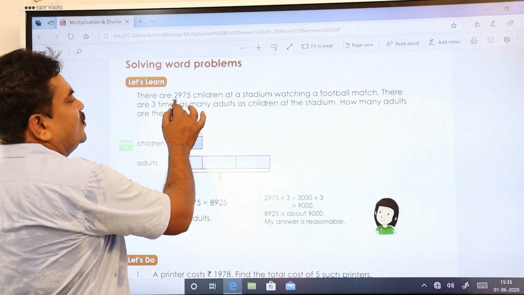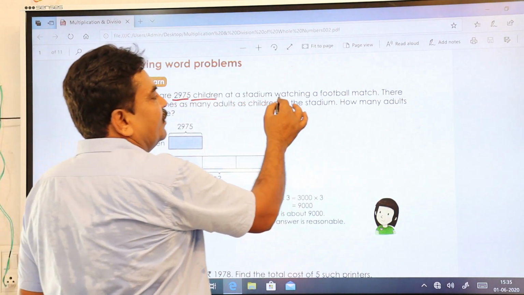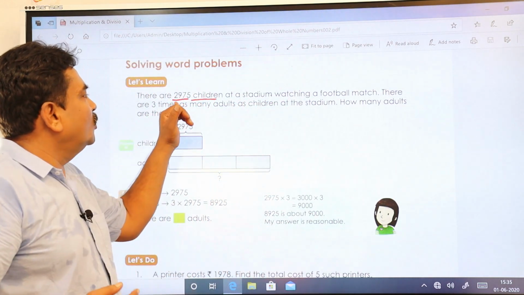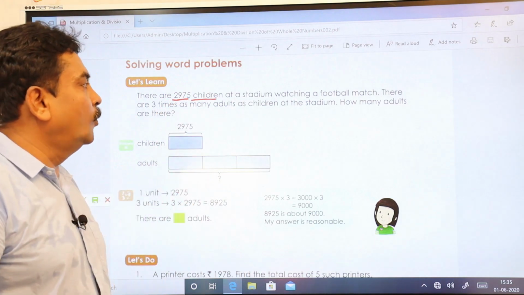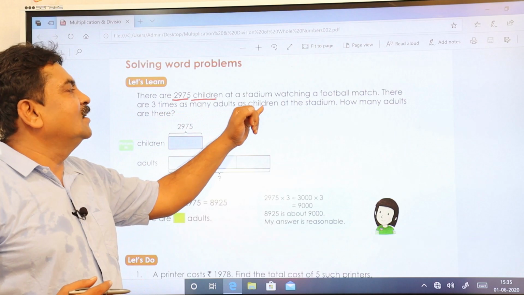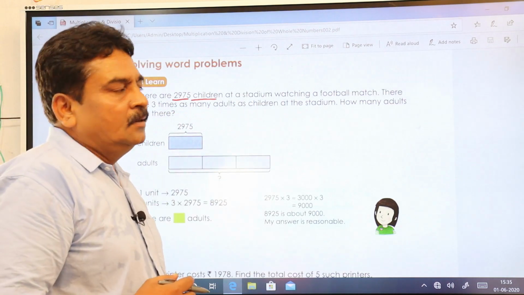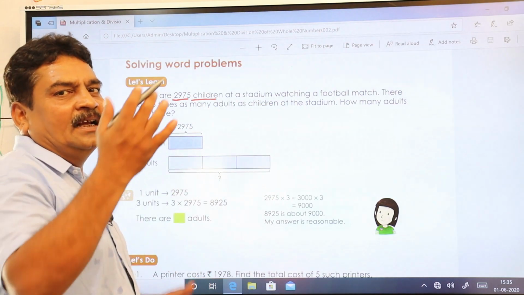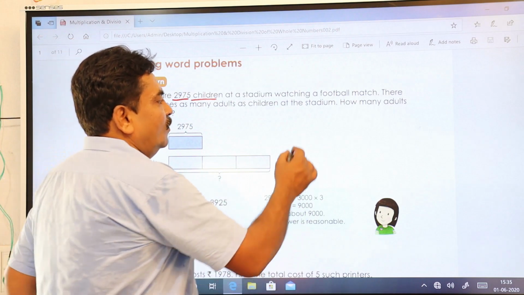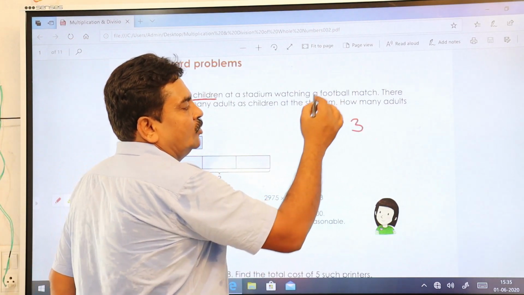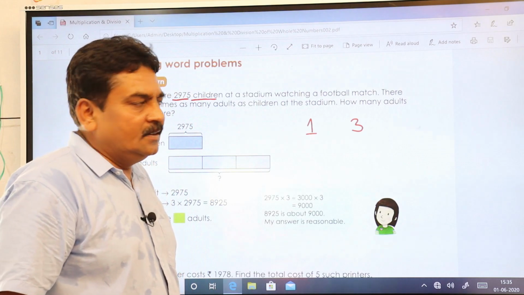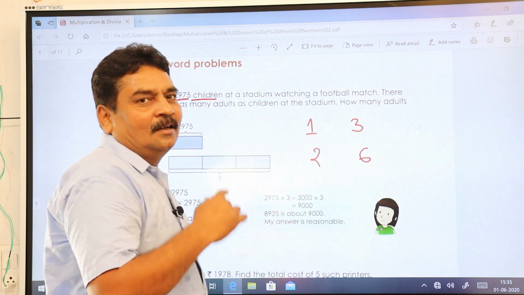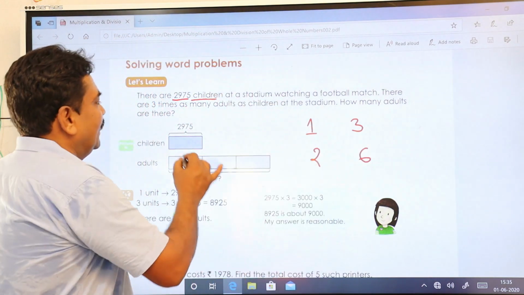There are 2,975 children at a stadium watching a football match. So in the stadium, how many children are there? 2,975 who are watching the football match. There are 3 times as many adults as children at the stadium. So 3 times as many adults as children are there. Suppose there is 1 child, then there should be 3 adults, right? In that way, if there are 2, then 2 into 3, how much? 6. 3 times more.